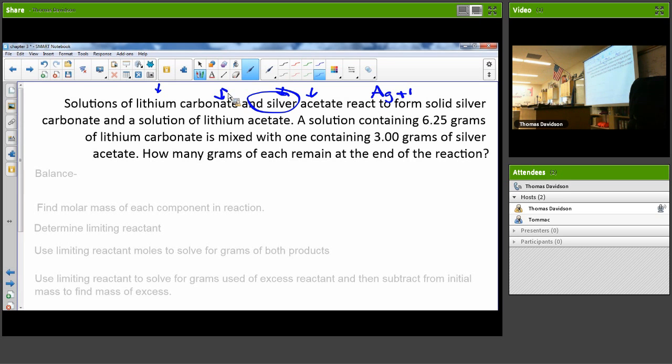I'm pretty sure we use carbonate. Carbonate is CO3 and it has a -2 charge. I don't remember if we use acetate, but do know acetate is C2H3O2 with the -1 charge.